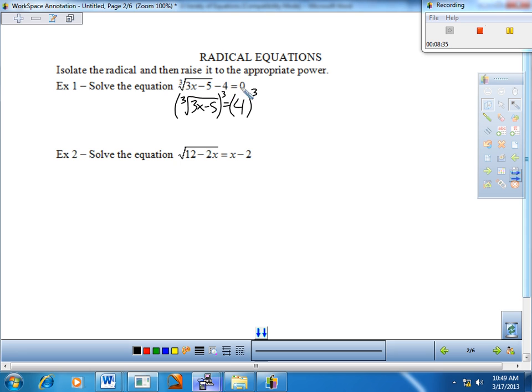I undo the minus 4 by adding 4. Now I undo the cube root by cubing. And so I do get 3x minus 5. 4 cubed is 64. I'm just going to bring this on up here. And again, just undo the operations. Add the 5, divide by 3, and I think we're in good shape. So I add the 5, I get 69, and divide by 3, and I think that's going to work.